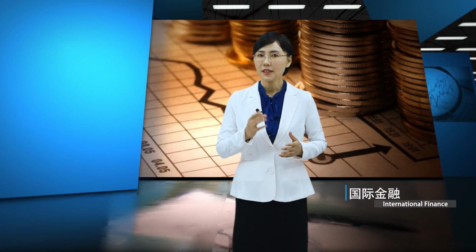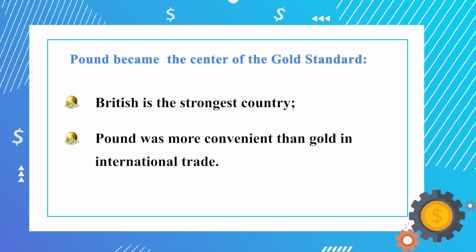At that time, Britain was the strongest country in the world and dominated international trade. In addition, the international circulation of gold and internationalization of the pound were realized in Britain at a much earlier time. So, with the adoption of the gold standard in other Western countries, the gold standard based on gold and with the pound as the center was finally set up.